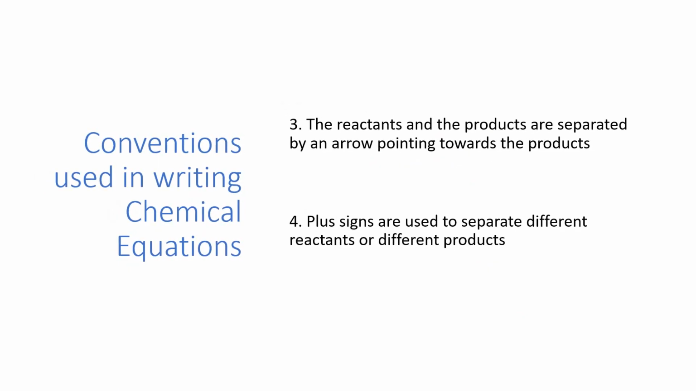Now the reactants and the products are separated by an arrow pointing towards the product, and then plus signs are used to separate different reactants and different products. Okay, so we have two different reactants here, and we have two different products here. Now makikita nyo, these are balanced equations. So ibig sabihin, kung ilan yung sulfur sa left side, ganun kadami din yung sulfur sa right side. So hindi siya pwedeng sumobra, hindi siya pwedeng kumulang. So if you have one atom of sulfur here, kailangan sa product, meron din siyang isang atom ng sulfur.